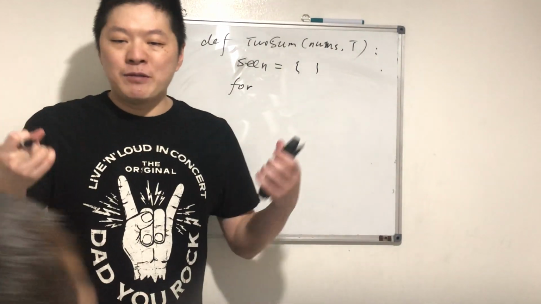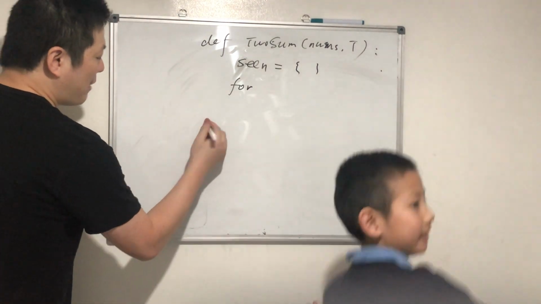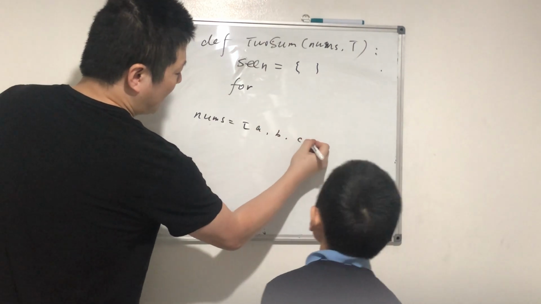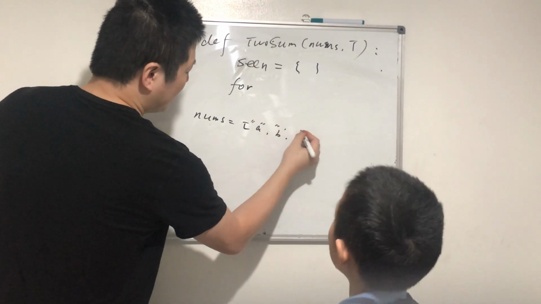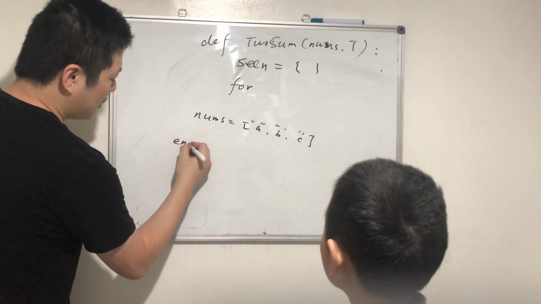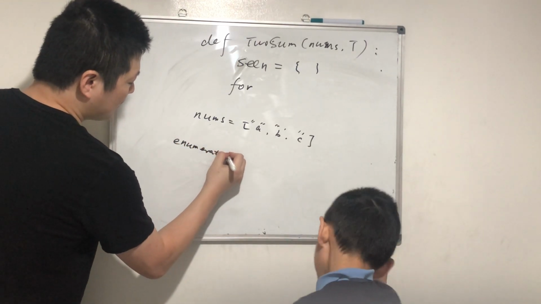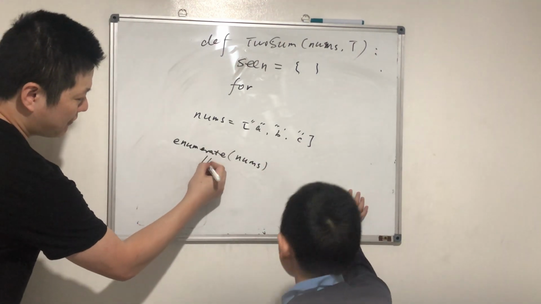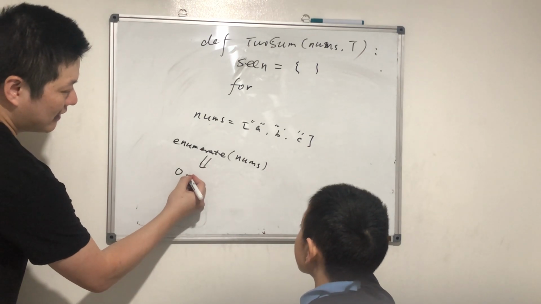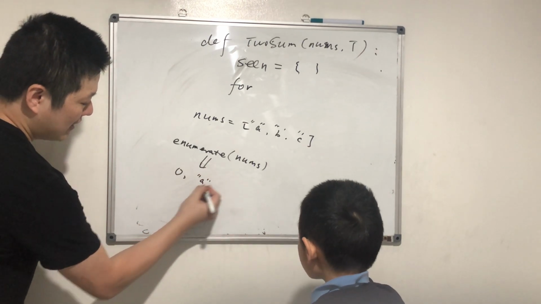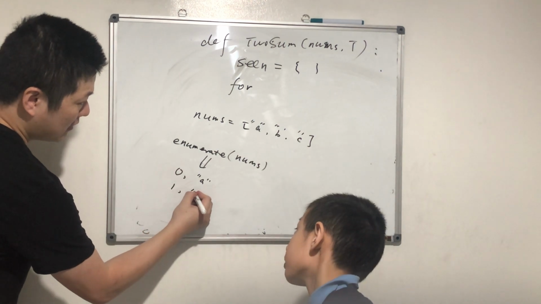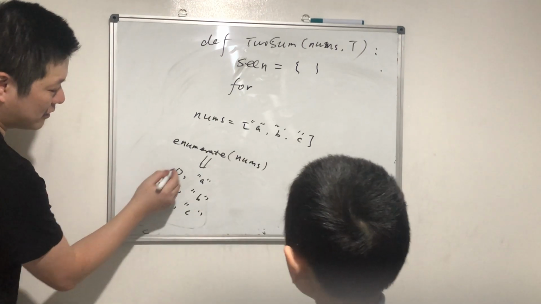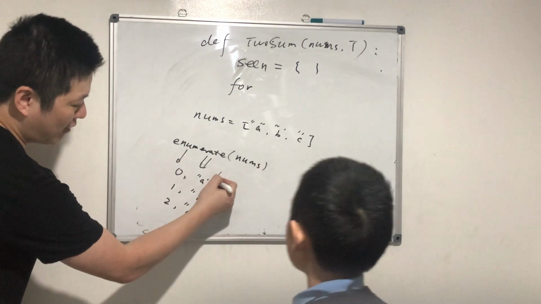Do you still remember the enumerate function? If nums equals A, B, C, what's enumerate of nums? What does it mean? This will give you the index: 0, A, and 1, B, and 2, C. Yeah, we're done. So the first one will give you the index, and the second one will be the value, right?